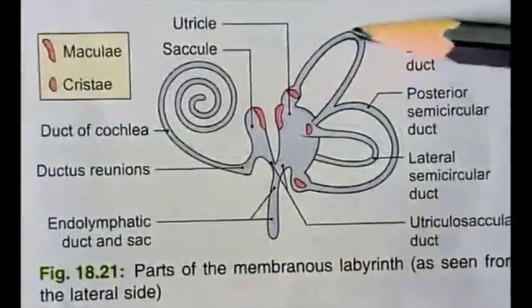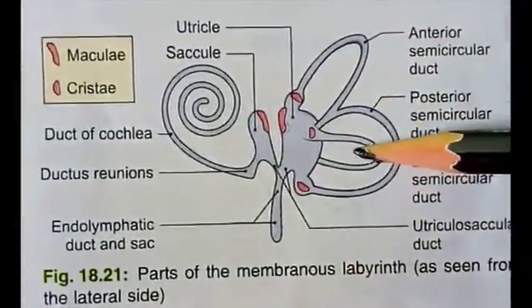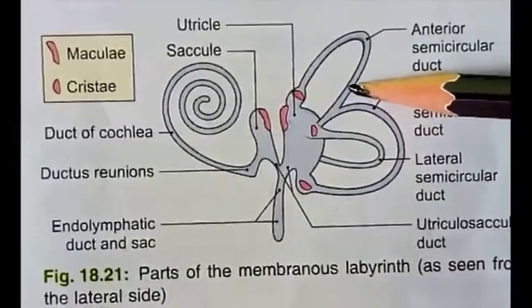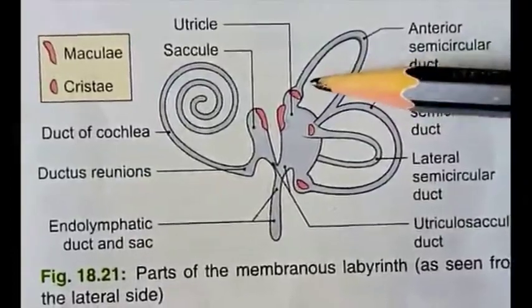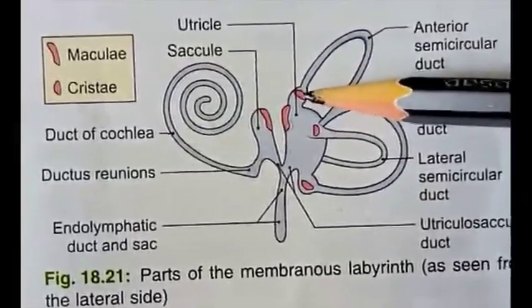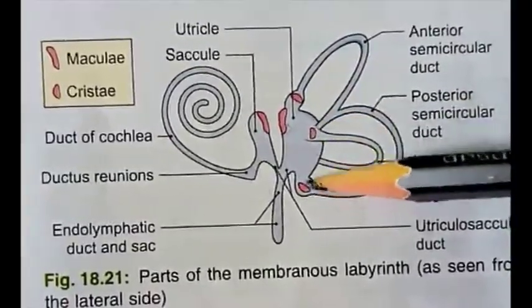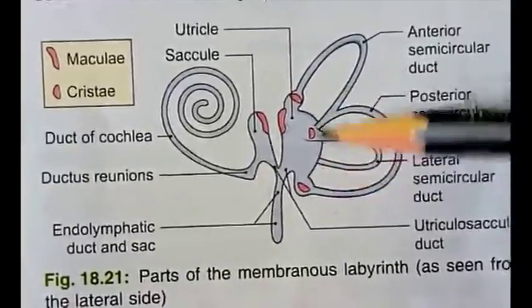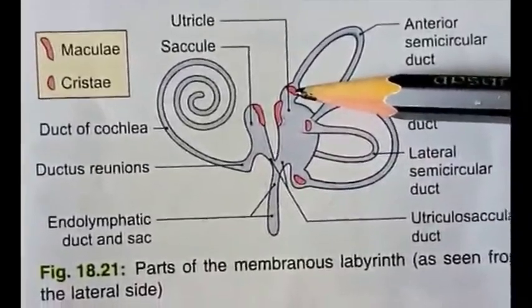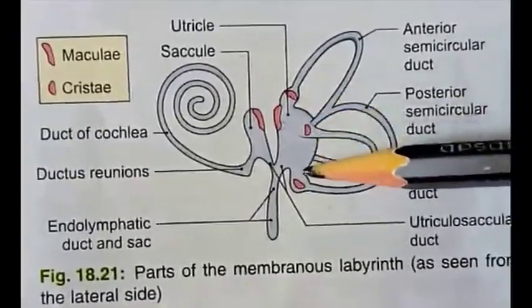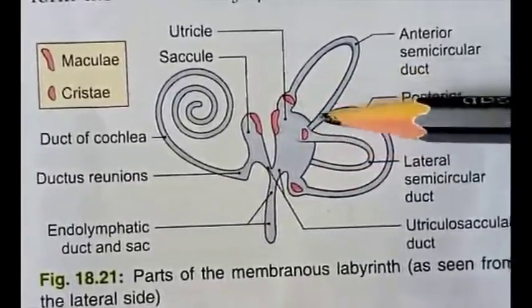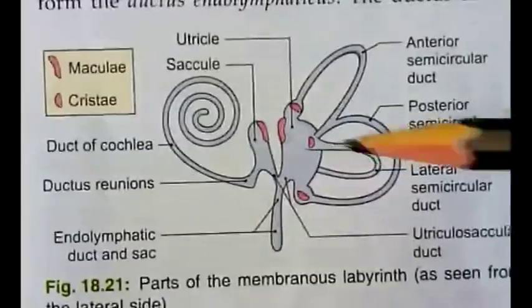Then semicircular ducts. The 3 semicircular ducts lie within the semicircular canals, bony semicircular canals. Each duct has an ampulla corresponding to that of the bony canal. In each ampulla, we can see here there is an end organ present that is known as ampullary crest or crista or cupola. Cristae respond to the pressure changes that take place in endolymph during movement of the head.